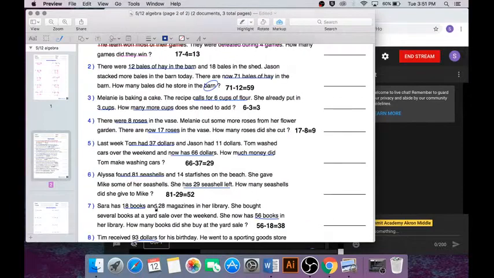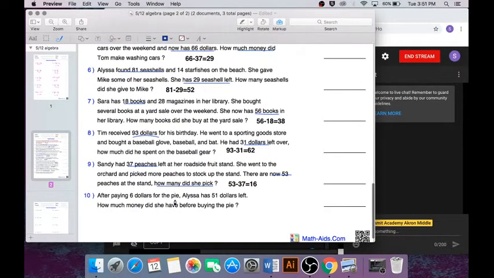And our last one. After paying $6 for the pie, Alyssa had $51 left. How much did she have before buying the pie? So she paid $6 and now she has 51. So they want to know how much she had before buying the pie. So she has $51 and she had spent $6. So we add those two numbers together, and 51 plus 6 is 57. So she started with $57.